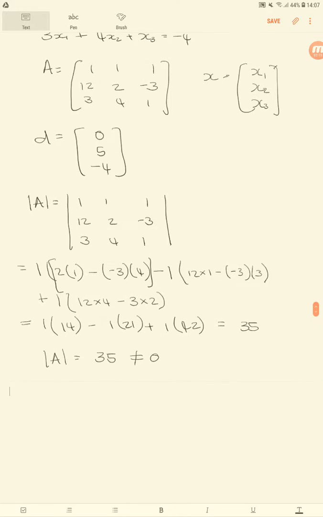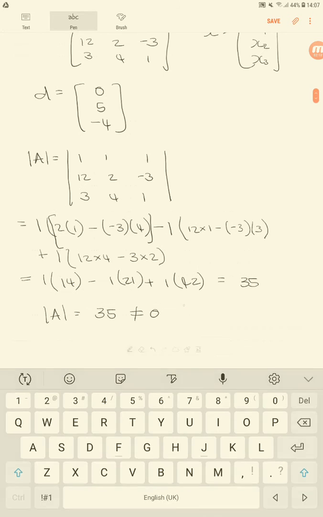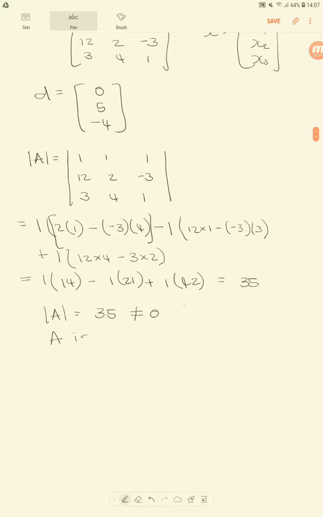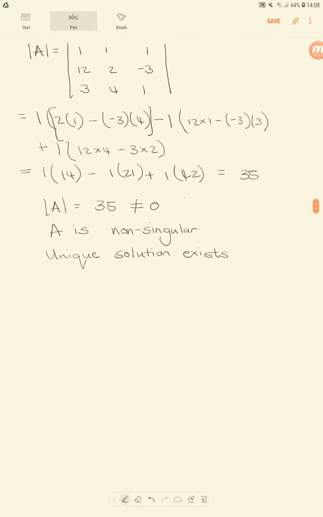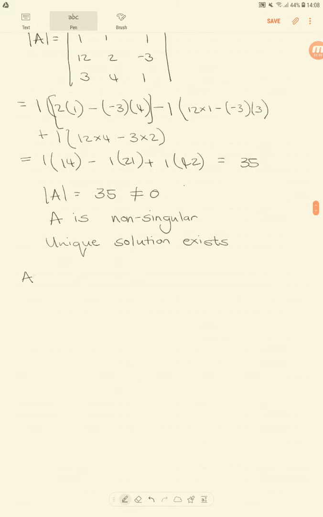So we know that A is non-singular and a unique solution exists. Next, we have to find A minus 1, which is equal to 1 over the determinant of A times the adjoint of matrix A.